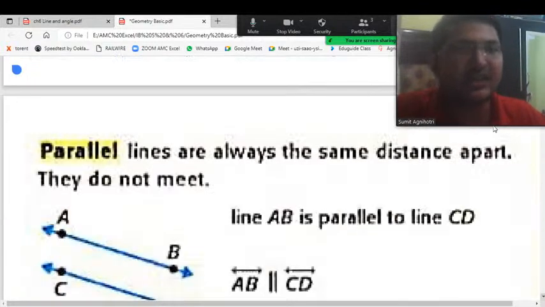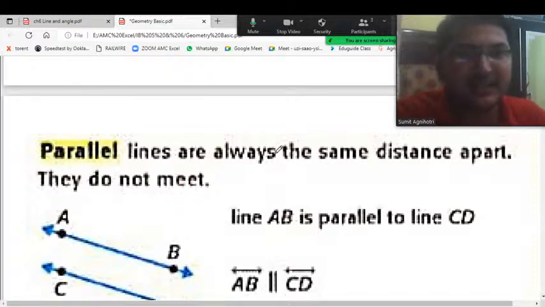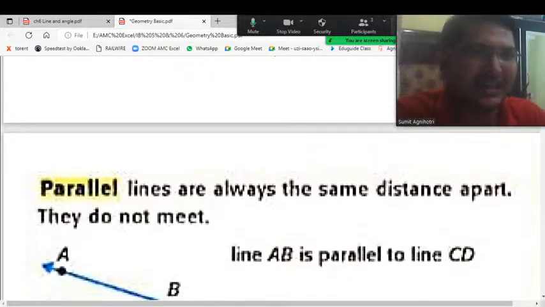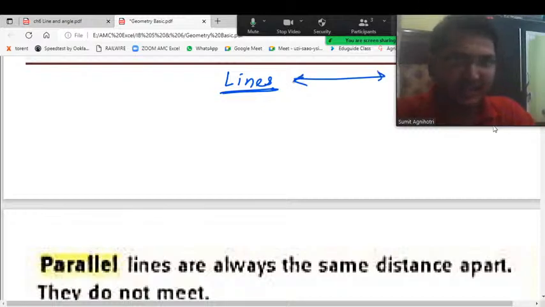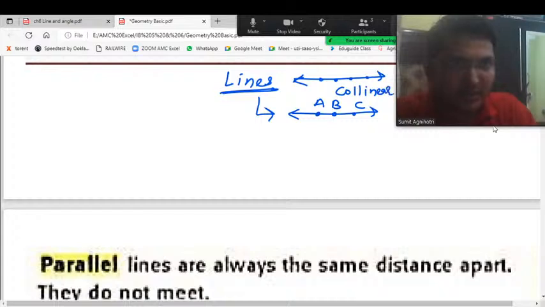Now it's time to understand what are the different types of lines. Lines can be broadly categorized under two heads. Lines are made up of many points. There are infinitely many points in a line, and if three points, or more than three points, are lying on the same line, we call them collinear.